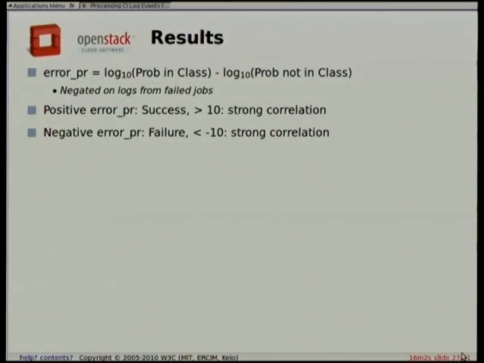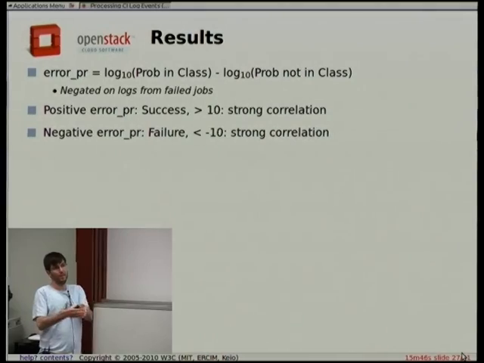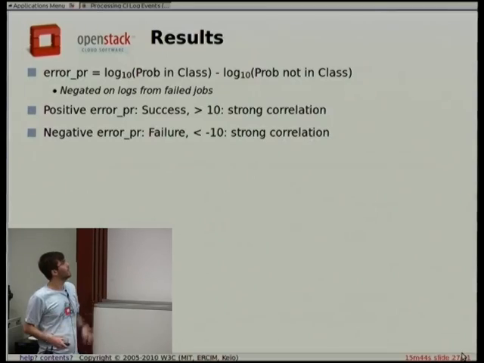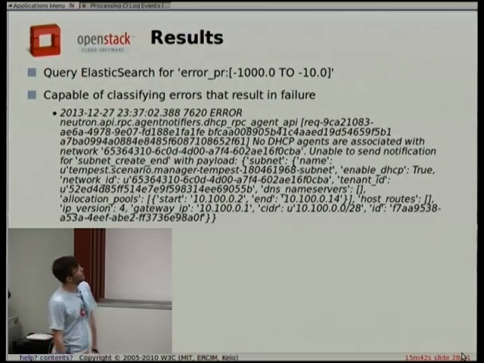On positive error PR, success is going to be greater than 10, meaning a strong correlation. Sorry, success is positive, failure is negative. Anything greater than 10 or less than -10 is a strong correlation. So we can actually just query for that: give me all of these things outside of this range. And so we can do that.